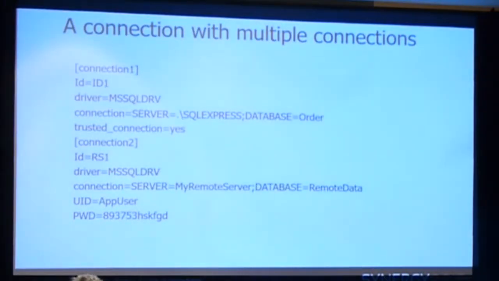Just to make this a little more concrete, you can see what a connection with multiple connections would look like, what the actual INI file would look like. You can see I have something called ID1. That's one connection, and it's pointing to a SQL database equals order. Then connection 2's ID is RS1, and that points to something else. So you can just see how this starts to build up.